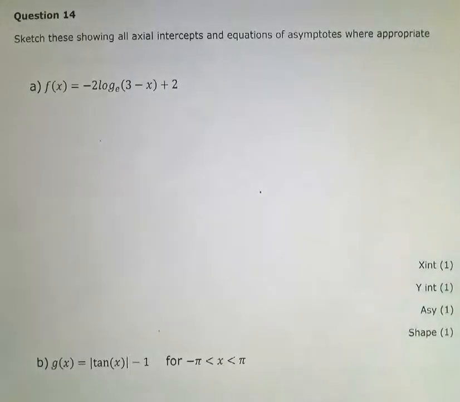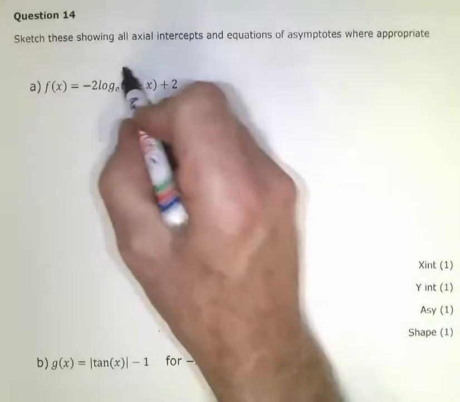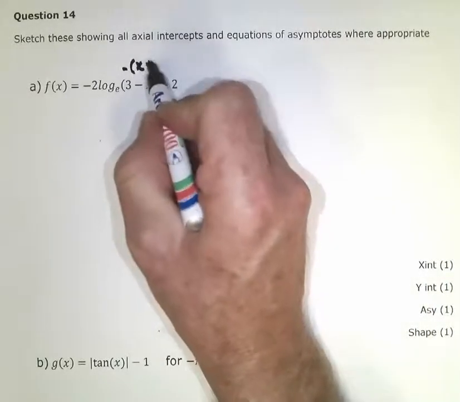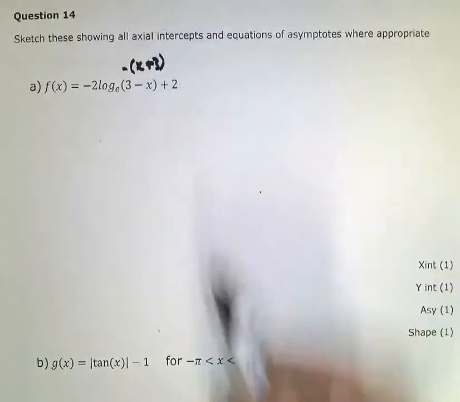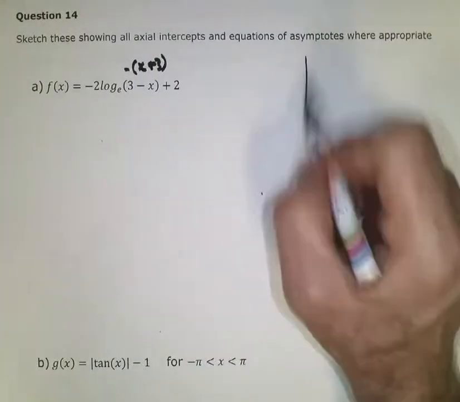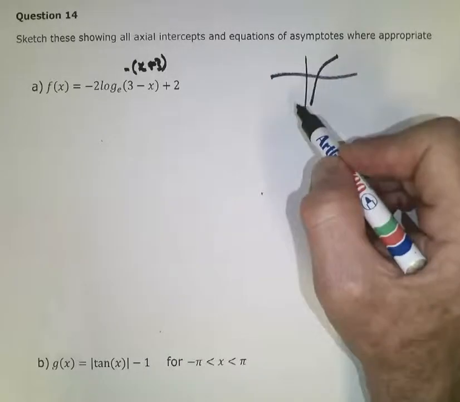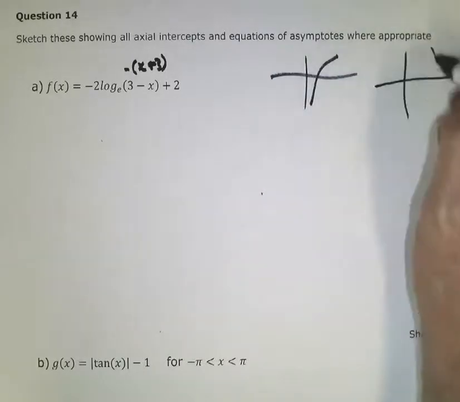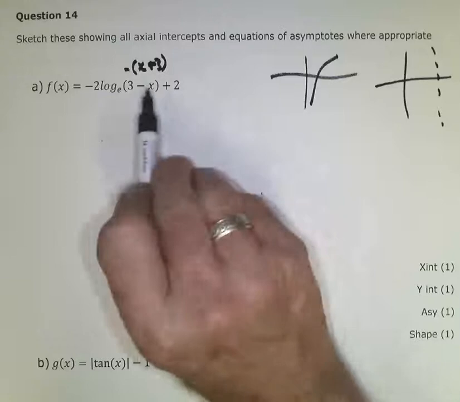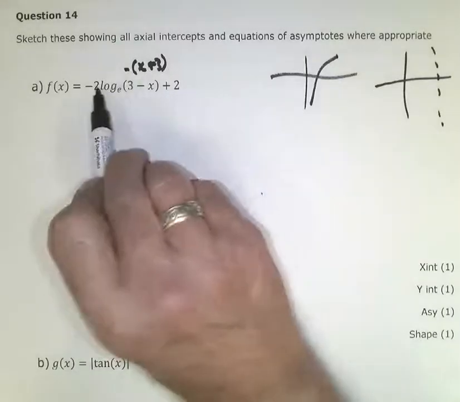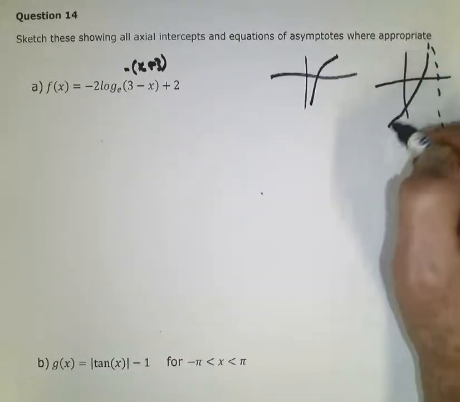This is question 14 out of the 2014 functions test SAC for Methods 3-4. Sketch the following showing all features that are necessary. So I've actually got a minus x minus 3 there. So it's a logarithm that has been moved across to 3. And it's been reflected and reflected. So it's going to look something like this.